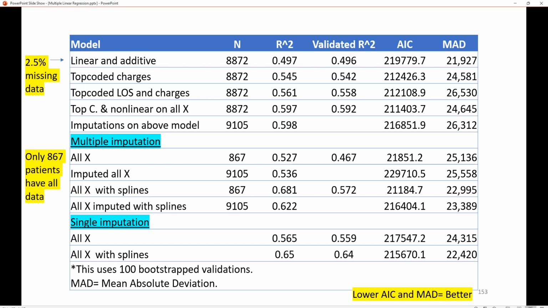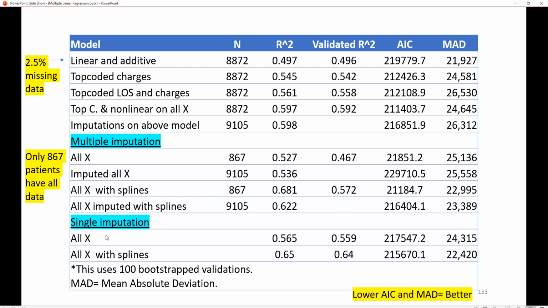We can't get validated R-square because in that process we're using imputed values to impute our validated R-square. So we have to leave those blank, but we can get an idea of how well they perform based on the R-square, the AIC, and the MAD.